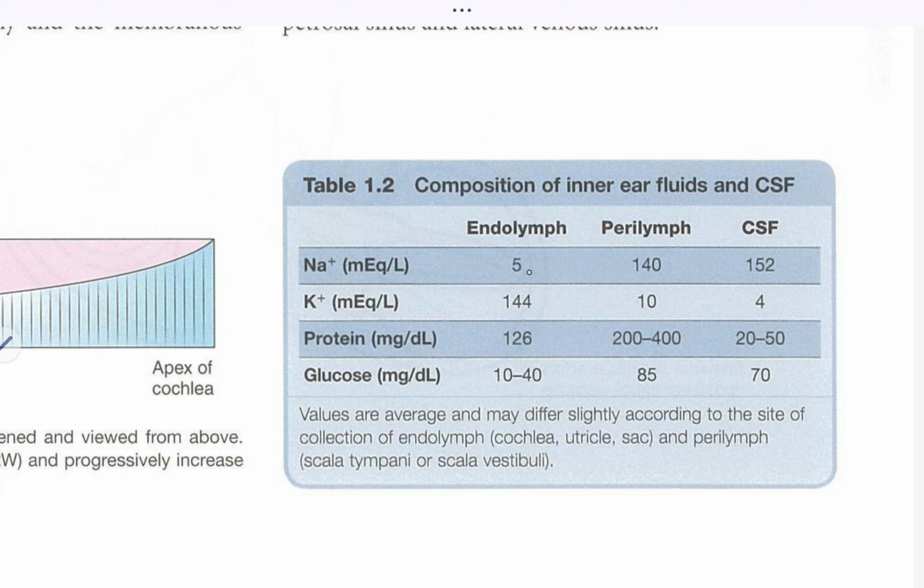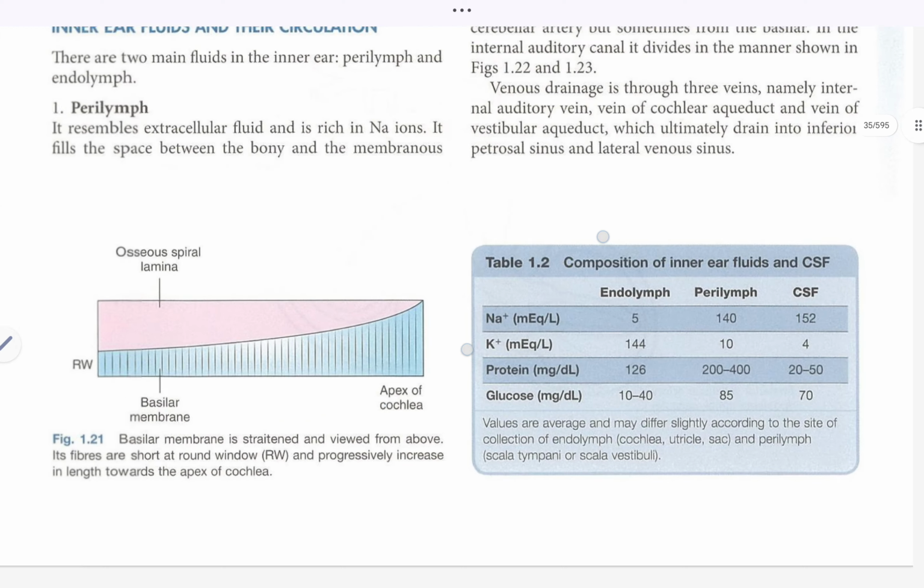Sodium in endolymph is 5 milliequivalents per liter. Perilymph it's 140 milliequivalents per liter, and in CSF it's 152 milliequivalents per liter. Endolymph potassium is 144 milliequivalents per liter, and perilymph it's 10 milliequivalents per liter, and CSF is 4 milliequivalents per liter. Protein is 126 milligrams per deciliter, perilymph 200 to 400 milligrams per deciliter, and CSF is 20 to 50 milligrams per deciliter. Glucose in endolymph is 10 to 40 milligrams per deciliter, perilymph is 85 milligrams per deciliter, and CSF is 70 milligrams per deciliter.